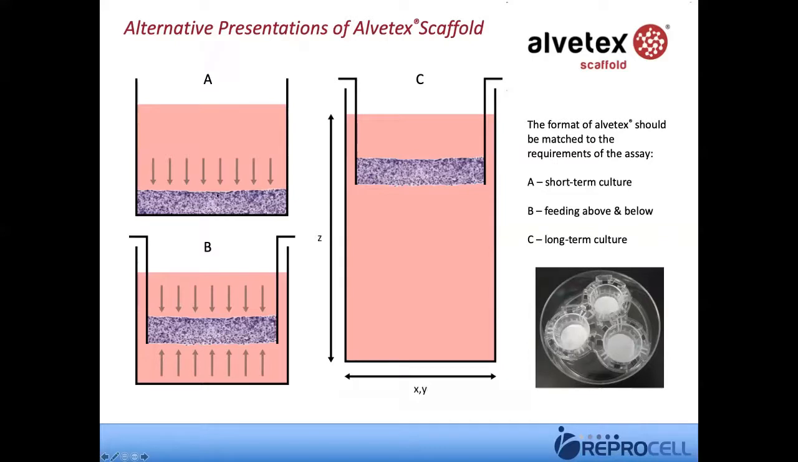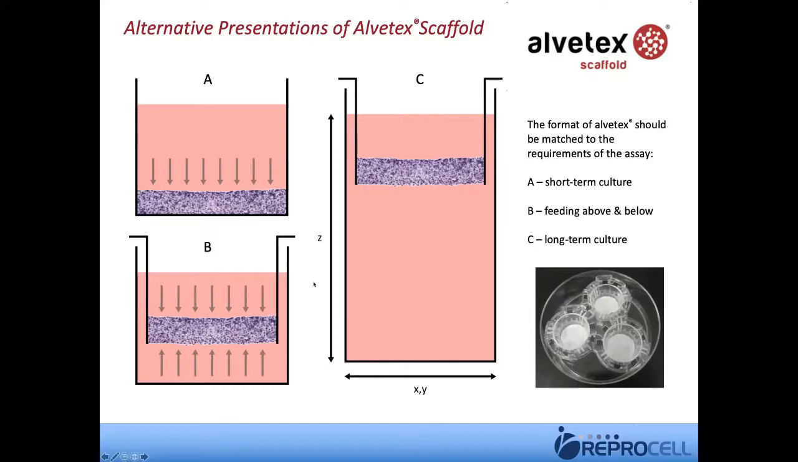And you could argue that actually the cells at the bottom are at a different level, and that they do not get the same nutritional requirement, and they could build up lactic acid, for example, and have less access to oxygen. Now that could be an advantage for your particular interest if you perhaps want to model certain situations that you would find in, say, a tumor.